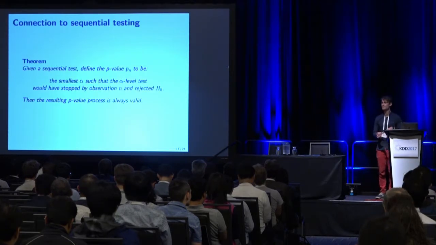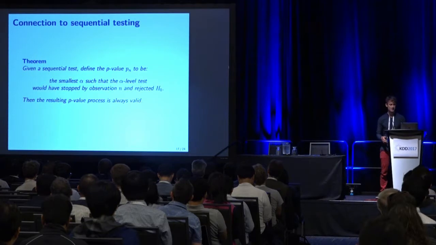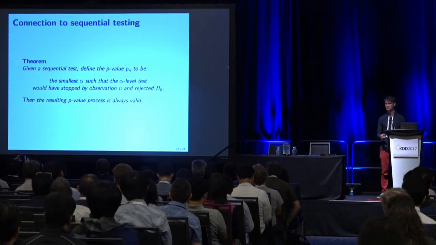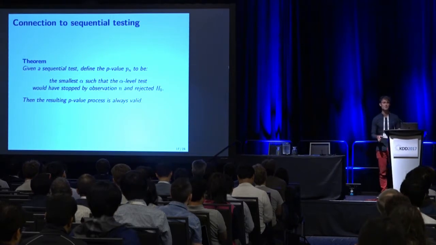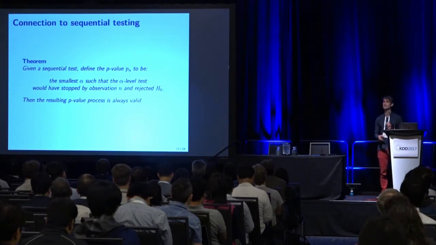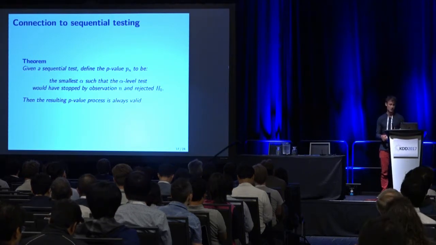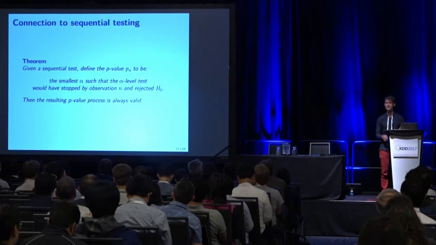Okay, so how do you get from sequential tests to p-values? Well, you start with a sequential test. At any time during the experiment, you can ask, what is the minimum significance level alpha at which I would have stopped the test already and would have rejected the null hypothesis? That, for any original sequential test, is an always valid p-value. So that gives us exactly what we need.